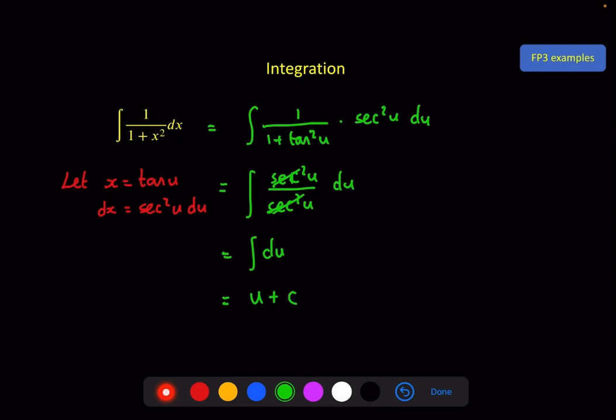The final thing to remember to do, of course, is to put your substitution back into terms of x's. If I do this in blue, if x is equal to tan u, then u is equal to arctan x. So my final line here would be arctan x plus c. And that is the answer you have on the formula sheet. Most of the rest of the video is going to be very similar, but working through a few different types of problems and therefore using different substitutions to see how they work.